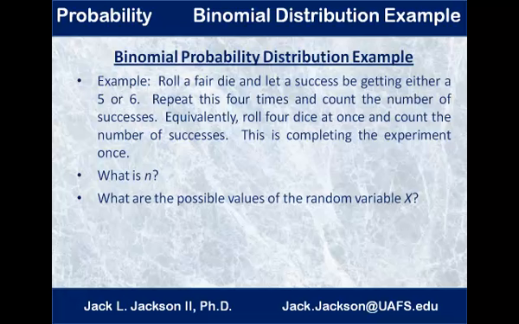Another way, maybe a more efficient way to do it, if we get our hands on 4 dice, is to roll all 4 dice at once and just count how many successes we get out of the 4 dice total. That's going to be the x value, and rolling all 4 dice is going to be 1 trial of the experiment. So we're going to do the experiment 1 time by rolling 4 dice. Alright, so this is a binomial distribution.